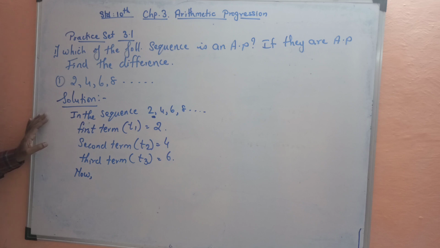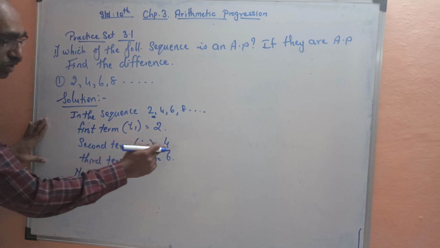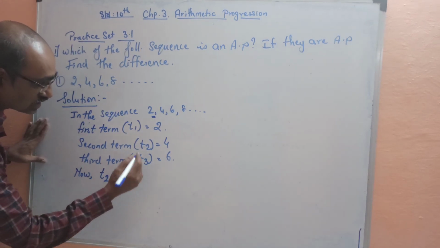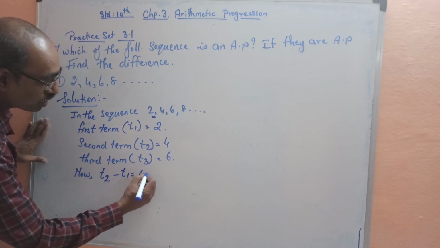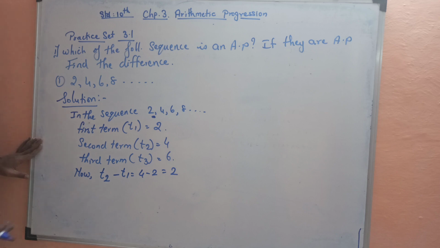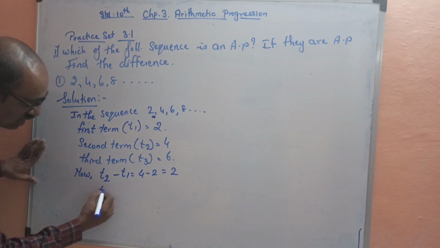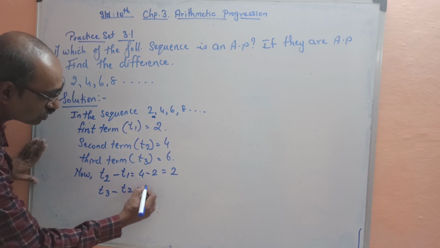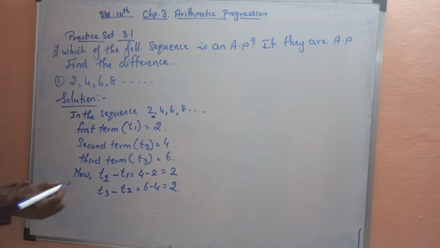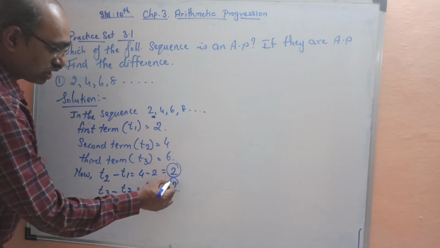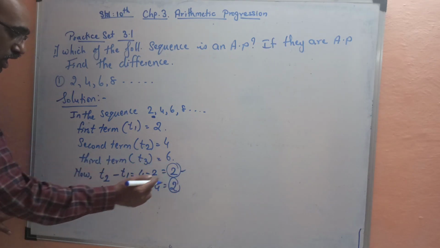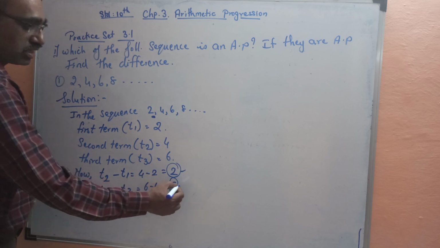So now after this you have to understand, we are going to find the difference. T2 minus T1, because the greater number minus the smaller number. Now T2 minus T1, that is 4 minus 2, is equal to 2. You have got the answer 2. Now third term minus the second term. T3 minus T2 is equal to 6 minus 4, that is again 2. So you are able to understand, this is 2, this is again 2. When I subtract the first term from the second term, I get a difference 2. When I subtract the second term from the third term, I get a difference 2.